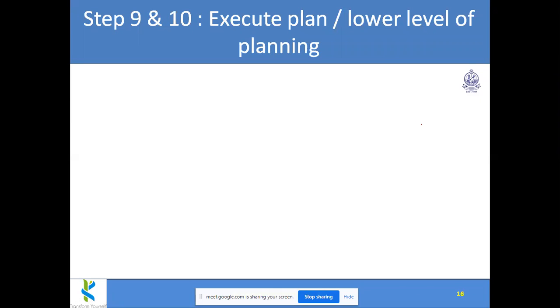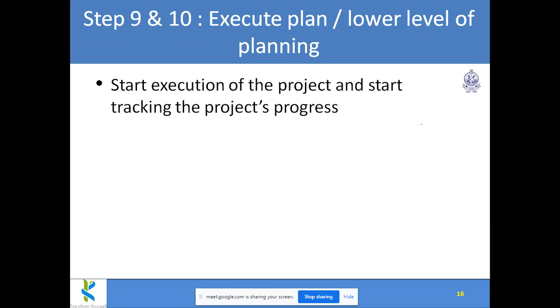Okay, then they can start executing. After the plan is publicized, they can start executing. Allocated resources will be there, and using those resources, people have to develop it. And the project manager has to fix the checkpoints and milestones where he has to review. While reviewing that, he can do some lower level planning also, and accordingly he will inform the developing team.